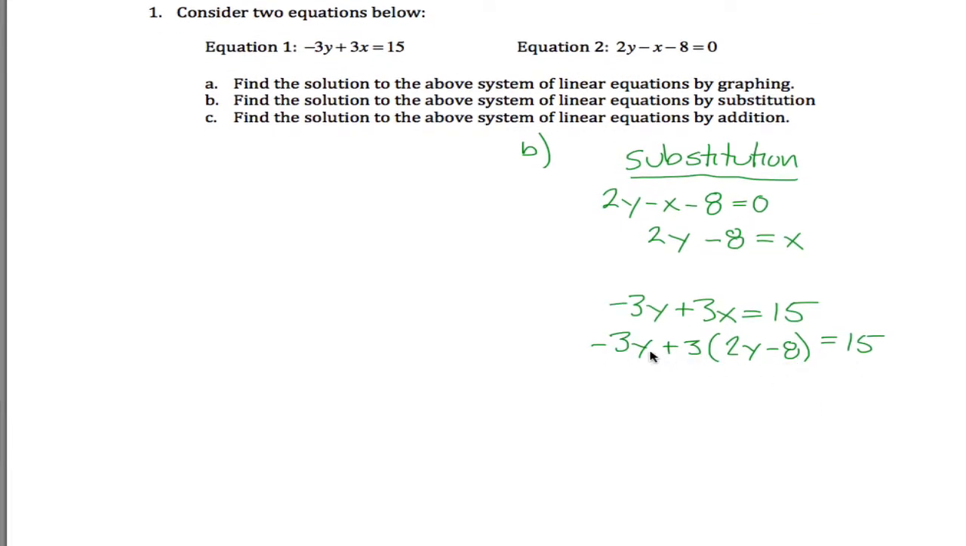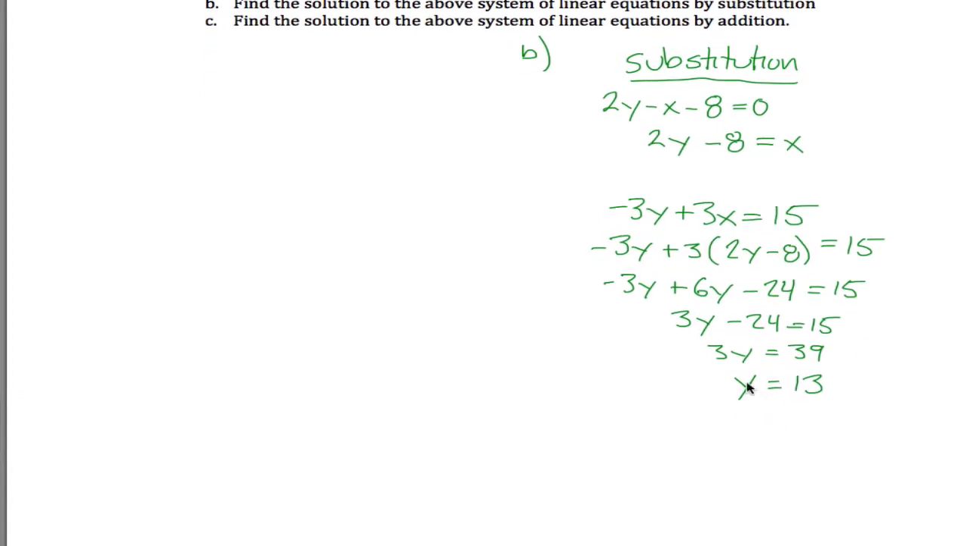So now I have an equation that only has y's. The only variable in it is y. So I can solve for that variable. I can distribute this 3 and get 6y minus 24. And that equals 15. And then let's see, if I combine like terms, negative 3y and positive 6y leaves me with positive 3y minus 24 equals 15. And then if you add 24 to both sides of the equation, you get 3y equals 39. So finally, dividing by 3 leaves you with y equals 13.